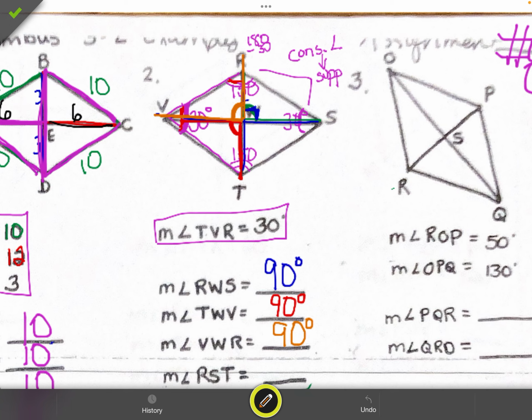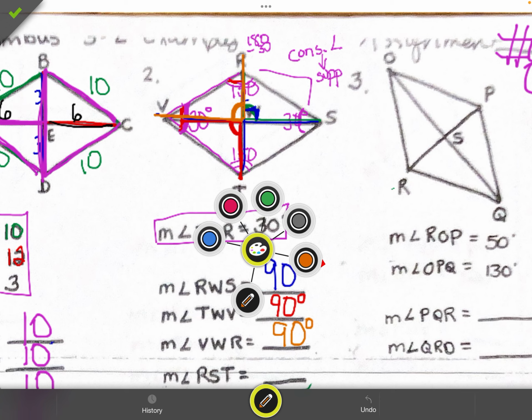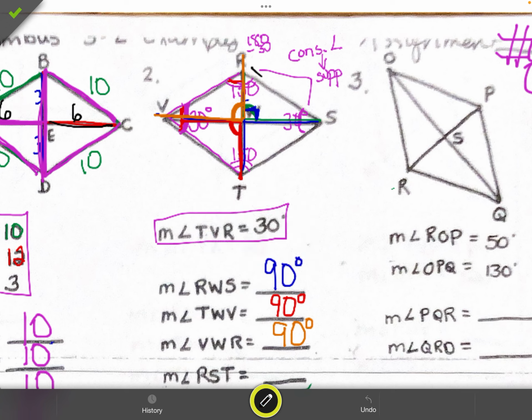All right, last one, angle RST. So again, I'm going to trace and see what we're looking at. Start at R, go down to S, come down to T. So the angle that they want is this angle. And we actually already wrote this on our picture, and we came up with 30.